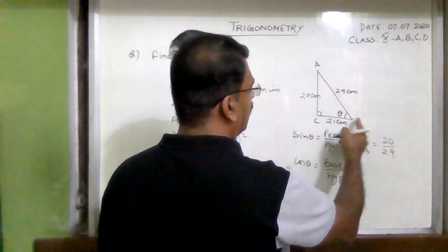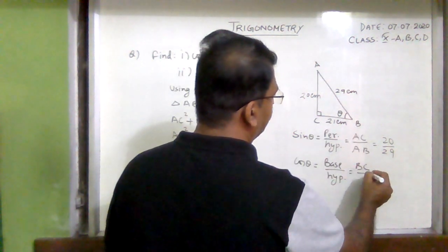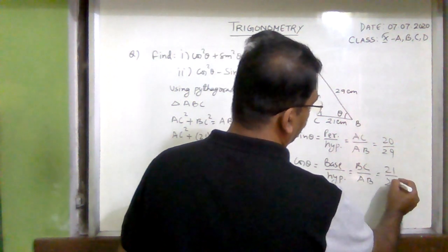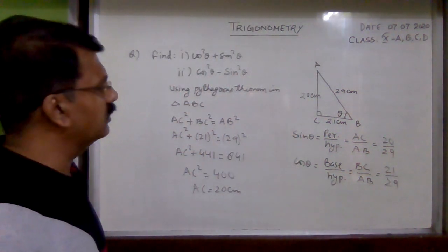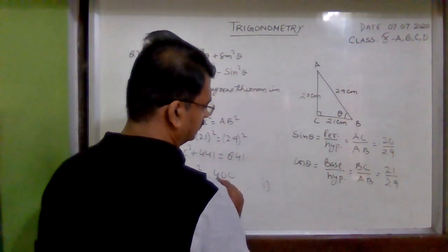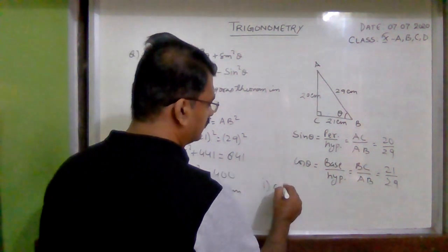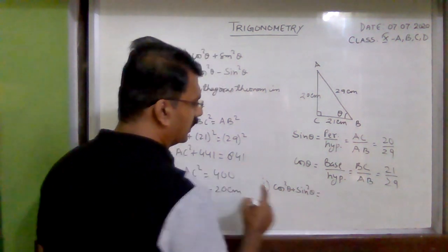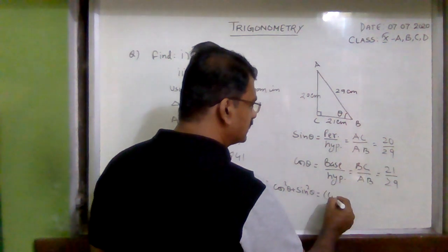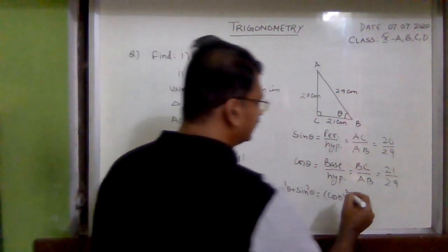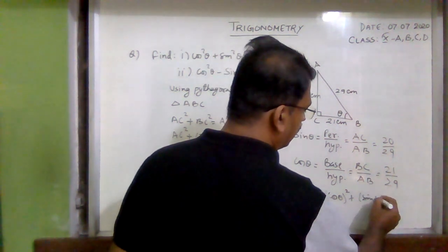The base is BC, the hypotenuse is AB, so it is 21 upon 29. So we have found sine theta and cos theta. Now the first part that we have to find is cos square theta plus sine square theta. Now actually cos square theta means cos theta whole square, always remember. And sine square theta means sine theta whole square.